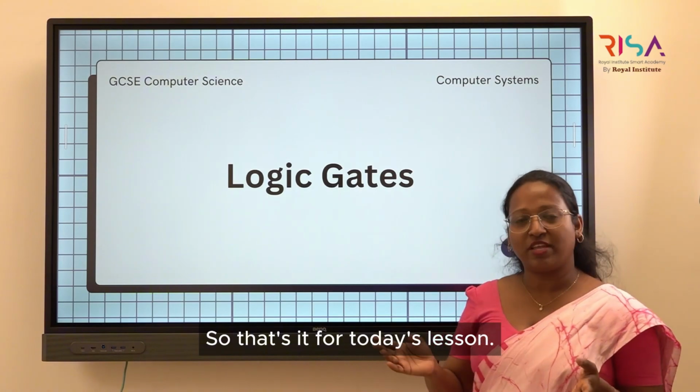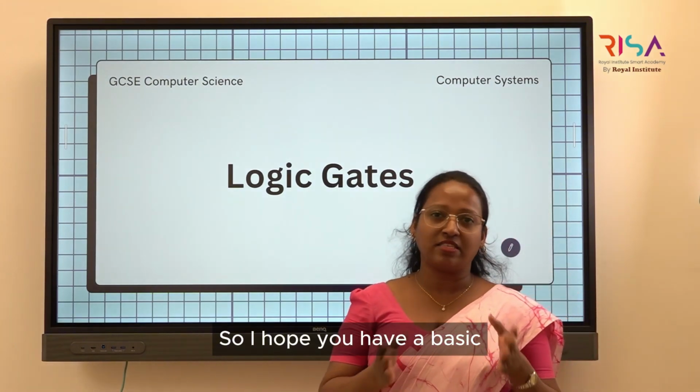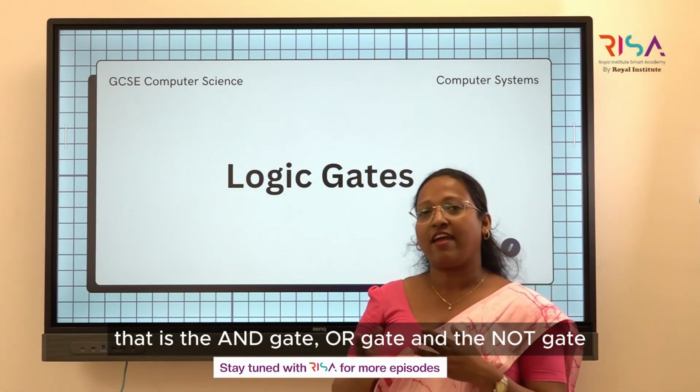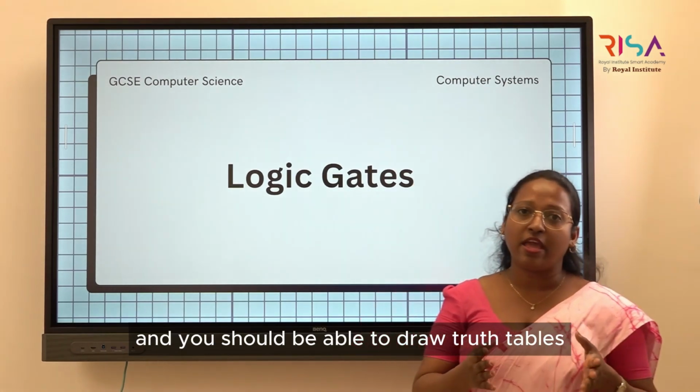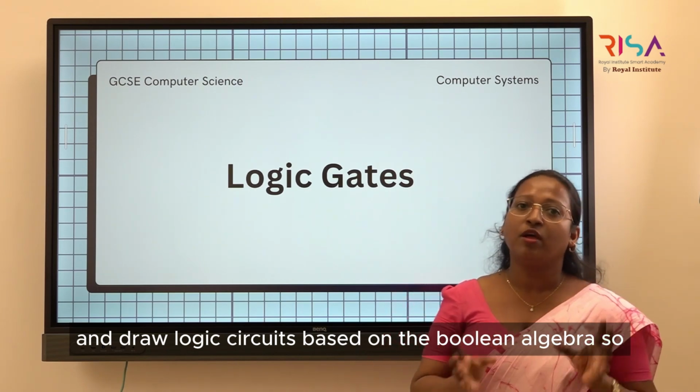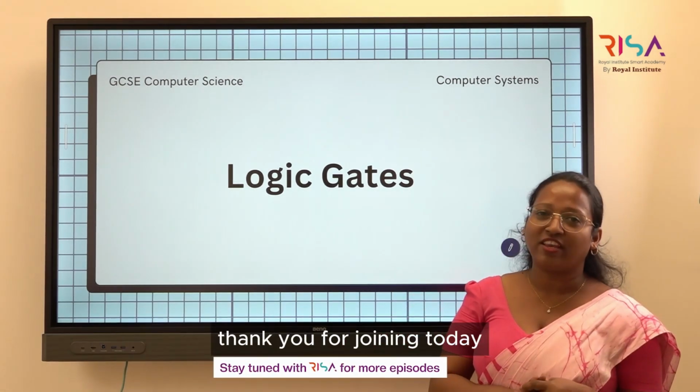Okay, so that's it for today's lesson. I hope you have a basic understanding of the basic logic gates, that is the AND gate, OR gate and the NOT gate. And you should be able to draw truth tables and draw logic circuits based on the Boolean algebra.